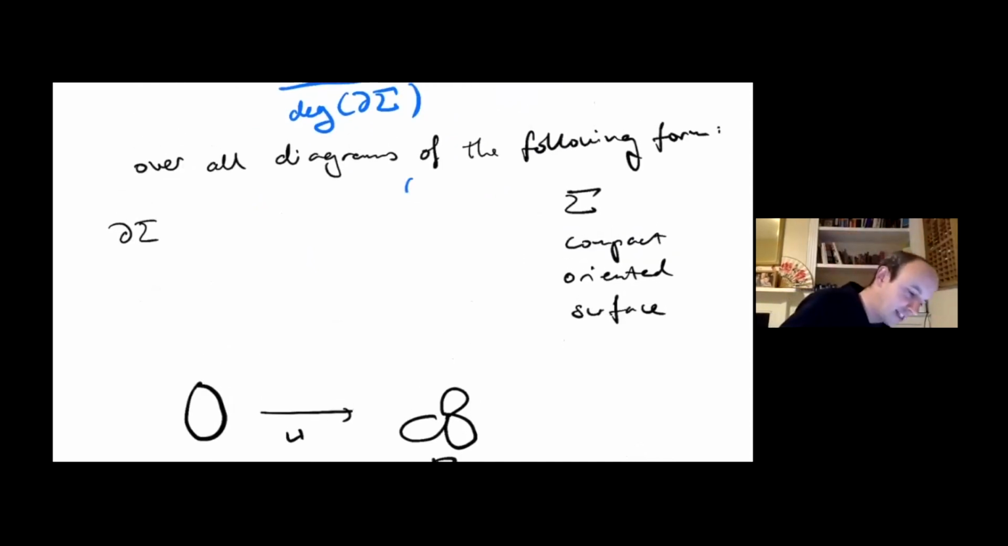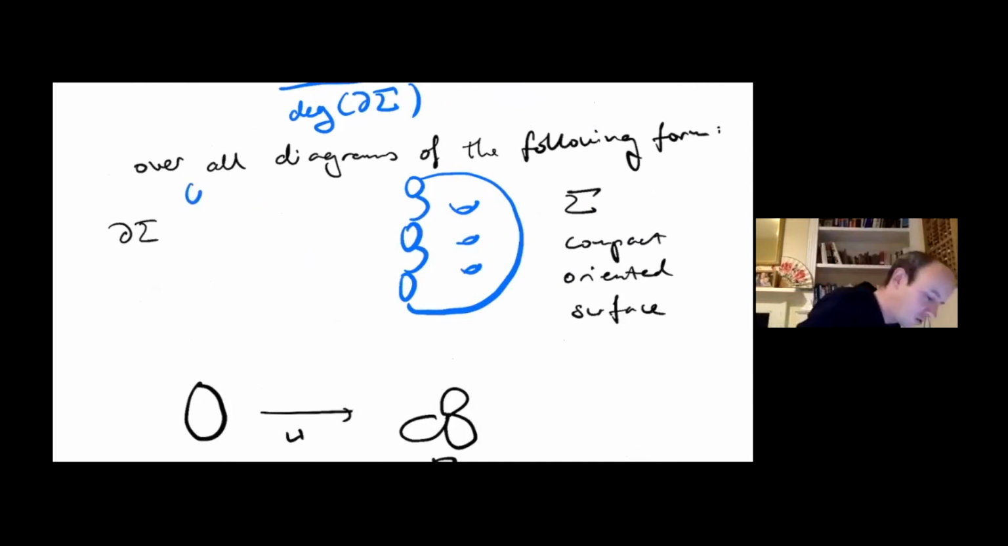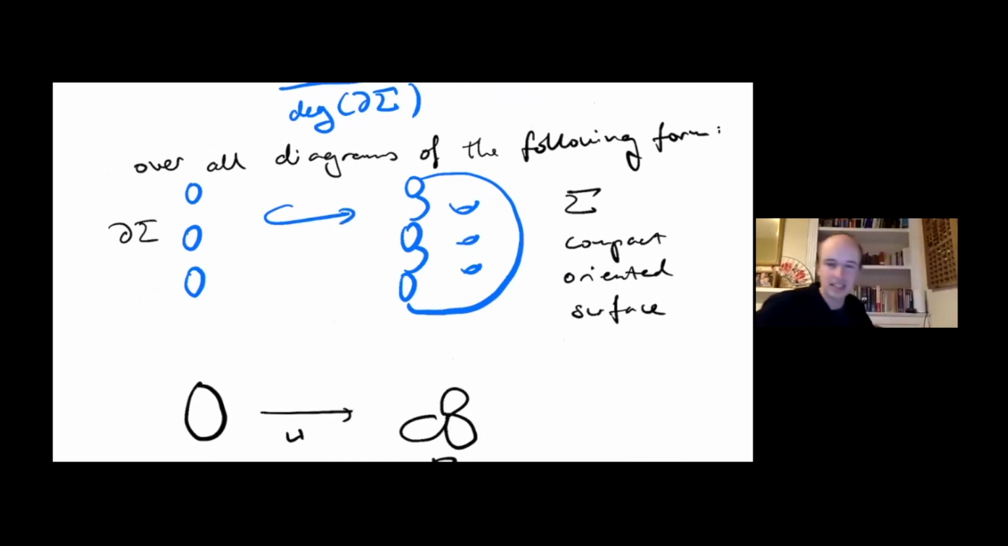So my surface sigma is a compact surface with boundary, which means it looks something like this. And the boundary is this collection of circles that you can see are sitting on the edge. Maybe I'll draw them in a different color. So here's my boundary, right?